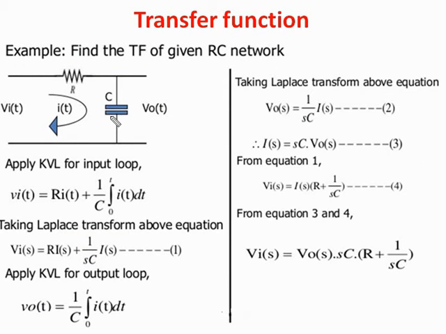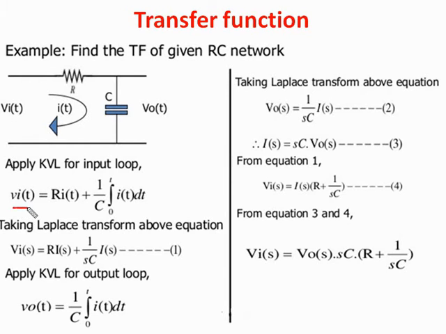Now we will understand the transfer function by one example of an RC network. Here R and C are connected in series, fed by the input voltage Vi(t). By applying KVL for the input loop, the summation of all the voltage drops across the elements is equal to the input voltage.